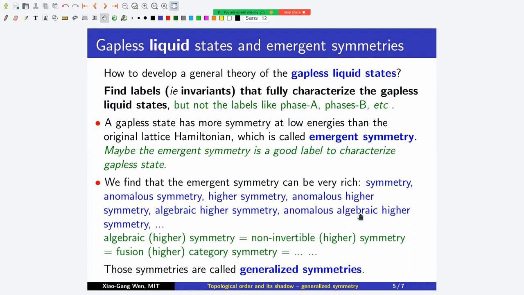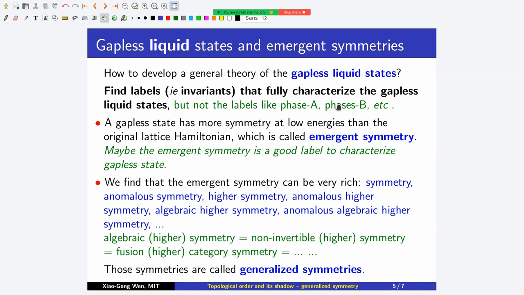And then we try to concentrate on this so-called gapless liquid state. Basically, it's a state with low energy, having this Lorentz symmetry, and so on. And so the question is, how do we develop a general theory for gapless liquid states? That's the question. The first thing we need is to find a label. We have to give them a name. If there are several of those gapless liquid states, we should give each of them a name, but not a name like phase A, phase B, phase C, you know, something more informative. So what is the proper way to name them?